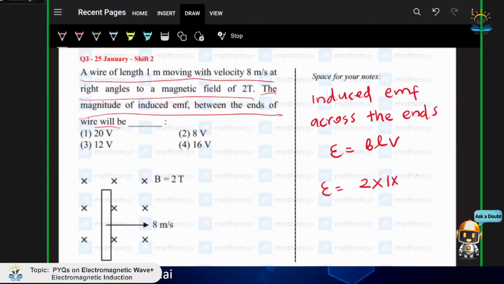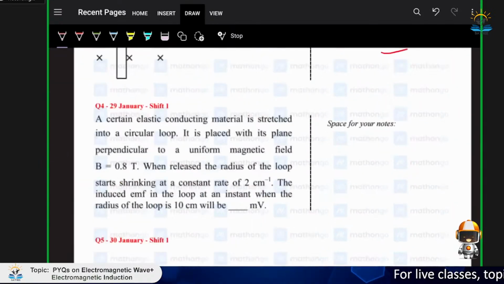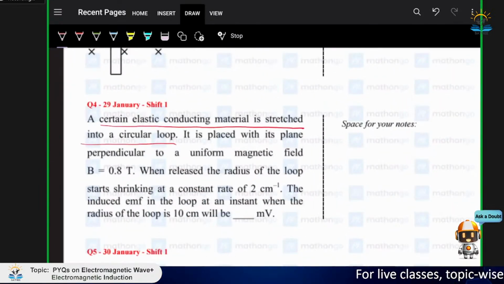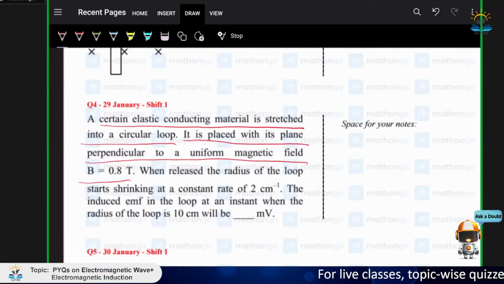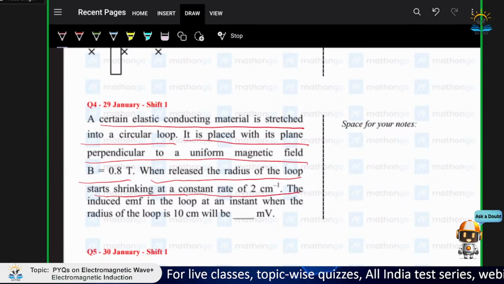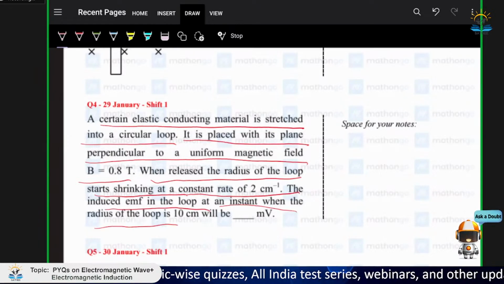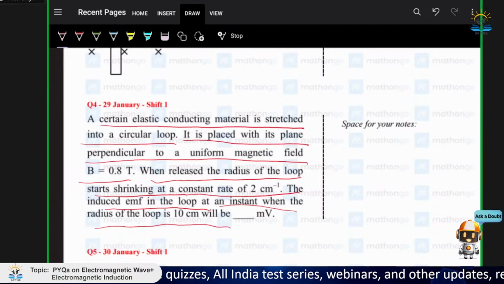An elastic conducting material is stretched into a circular loop. It is placed with its plane perpendicular to a uniform magnetic field B equal to 0.8 Tesla. When released, the radius of the loop starts shrinking at a constant rate of 2 centimeter per second. The induced EMF in the loop at an instant when the radius of the loop is 10 centimeter will be. So it's very simple.